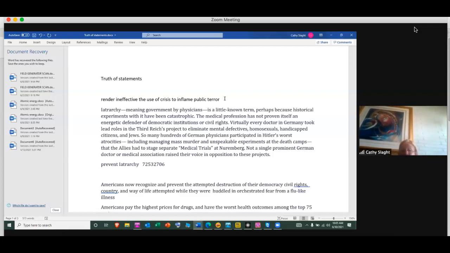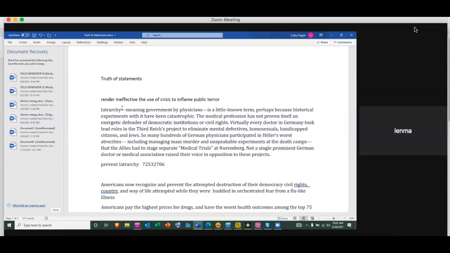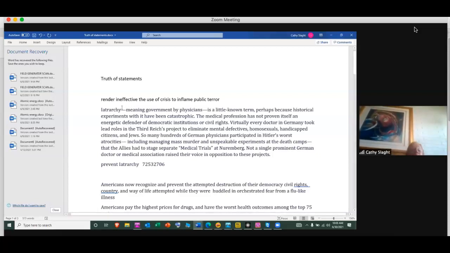Another thing he said, I did not know this term, iatrocracy, or however you say it. Anybody know how to say this? Anyway, I have no clue. I was not familiar with this term. This is government by physicians. And he said it's a little known term, but history has shown it to be catastrophic.